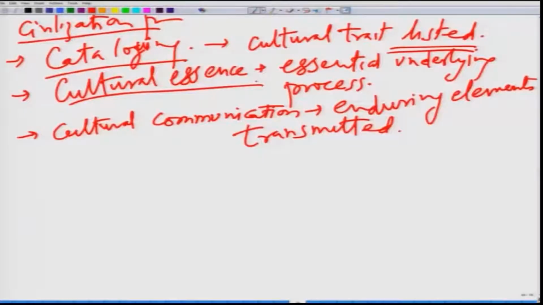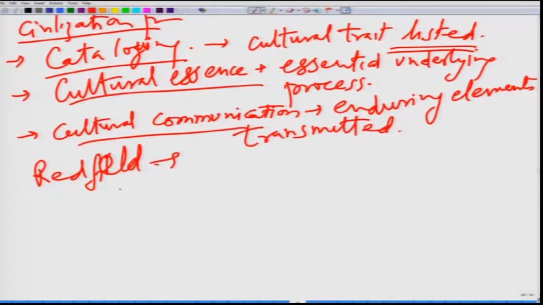We have the cultural essence, we have the cultural communications. So, if we develop those things, then definitely it will lead to the formation of the civilizational perspective. Like what a civilization must be, and here Robert Redfield says that it has an identity and also having a delimitation.